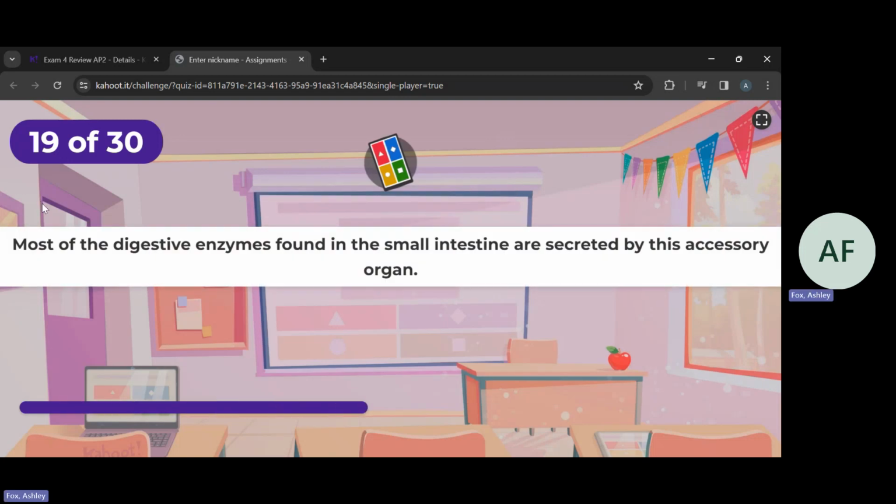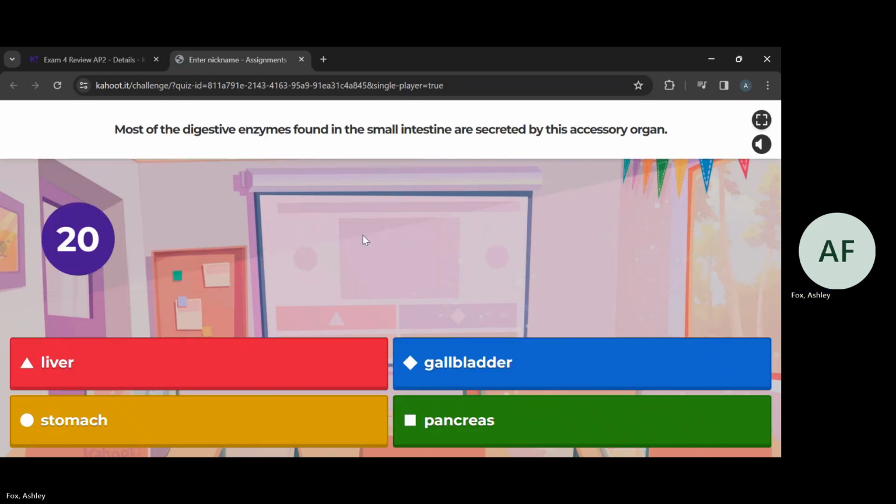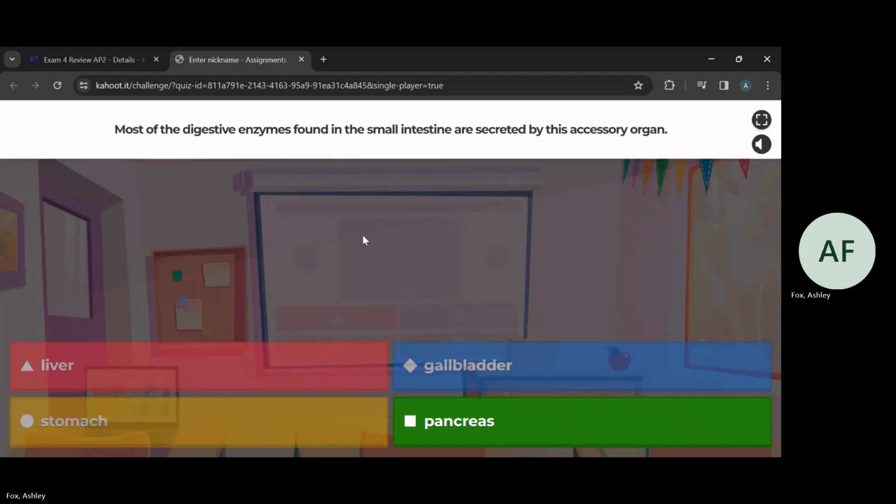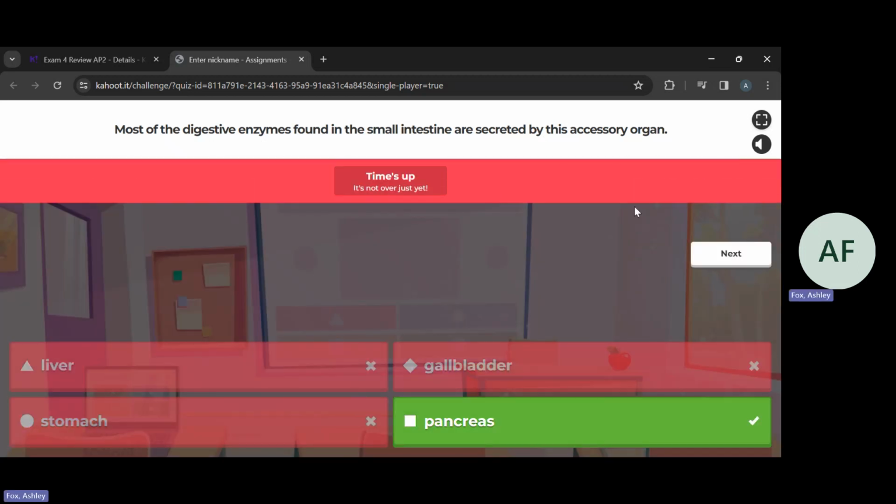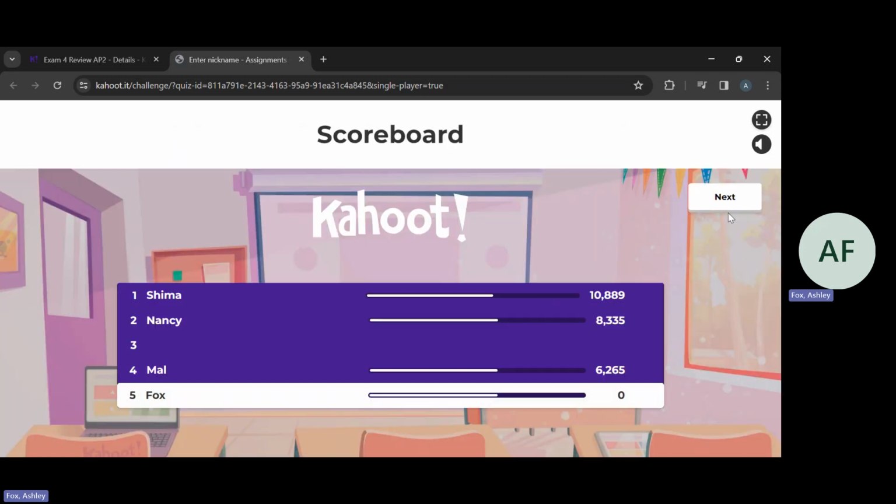Most of the digestive enzymes found in the small intestine are secreted by this accessory organ: liver, gallbladder, stomach, pancreas. So this is secreted by the pancreas, all those digestive enzymes, or most of them.